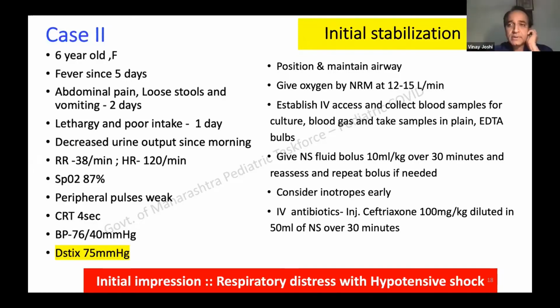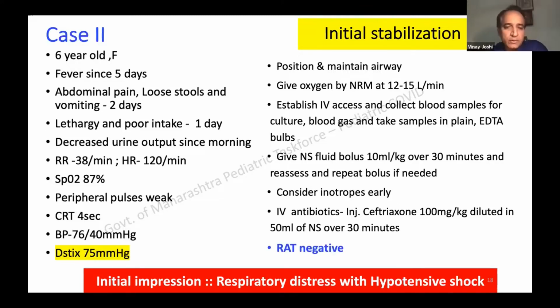Consider inotropes early because studies have shown that if you give excessive fluid bolus, it increases the morbidity and mortality. So you need to be very careful when you give the fluid boluses, and more so if there is cardiac involvement. So consider inotropes early and start empirical IV antibiotics, that is injection ceftriaxone, 100 mg per kg diluted in 50 ml normal saline over 30 minutes. After initial stabilization, what is our next step?